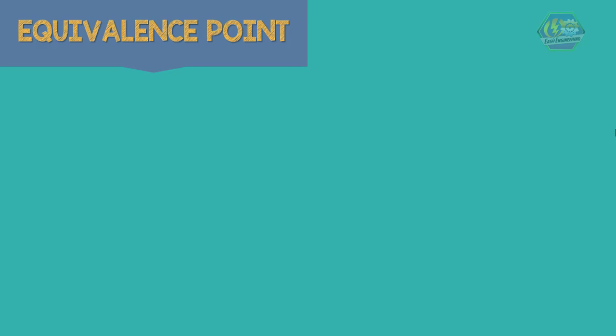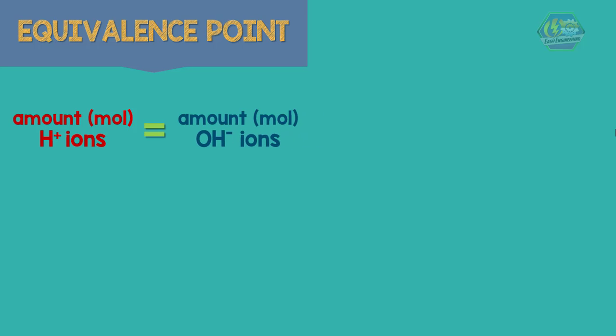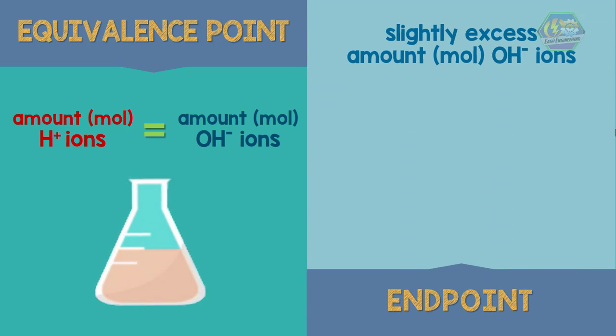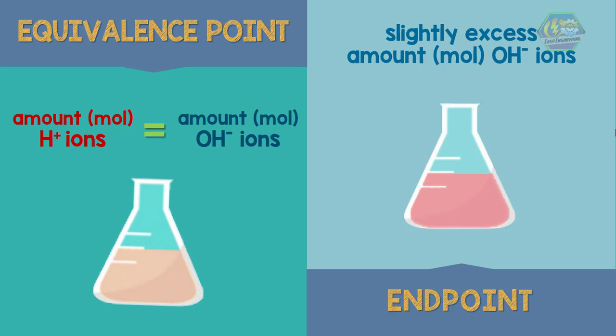Another term used in titration is equivalence point. This is the time when the amount in moles of H+ ions has reacted with the same amount in moles of OH- ions. This appears as the temporary color change in your titration, whereas the endpoint has a slightly excess amount in moles of OH- and appears as a permanent color change in your titration. You can learn more titration techniques when you have your actual titration.